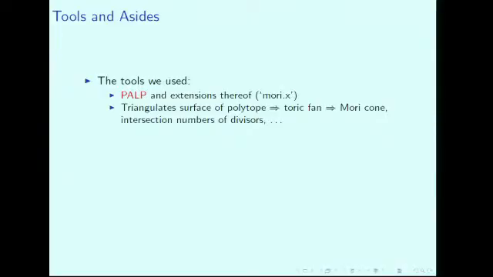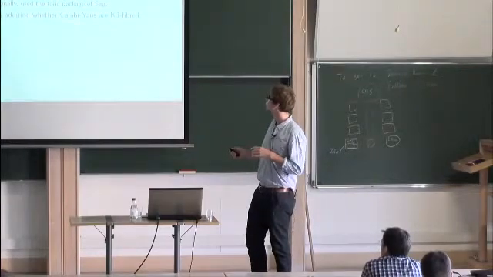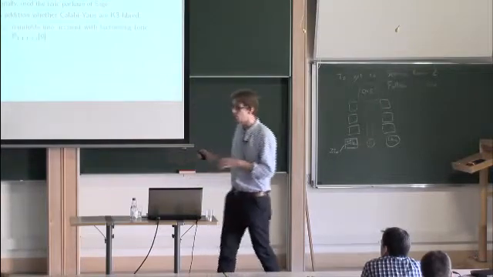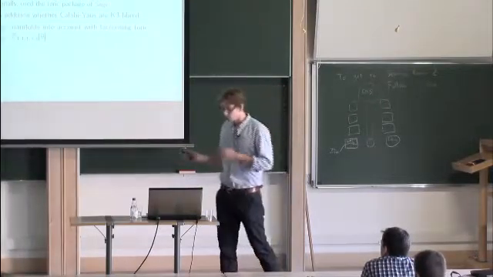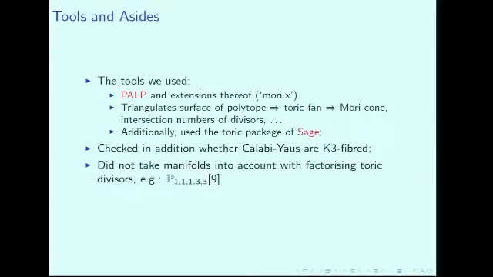So what are the tools that we used in this search? PALP for analyzing the lattice polytope, its extension Mori for triangulating the lattice polytopes, from this obtaining the fans, the Mori cone and the intersection numbers of the divisors. And for further analysis we also used Sage, and unfortunately PALP couldn't triangulate all the h^{1,1} = 5 cases, so for triangulation reasons we also had to use Sage. In addition to the checks I showed you already, we looked whether these Calabi-Yaus are K3 fibered, because this might give interesting structures for model building and in the inflationary scenarios.